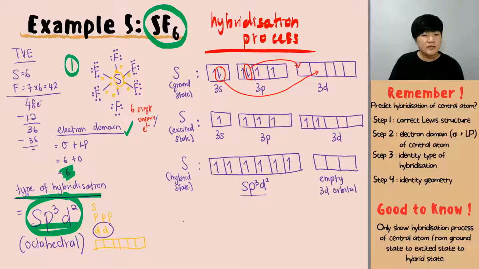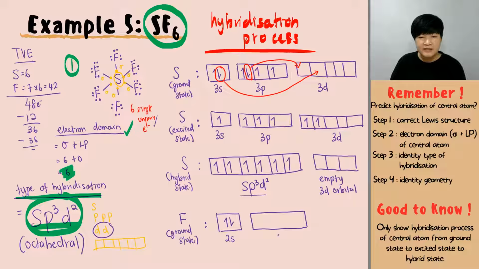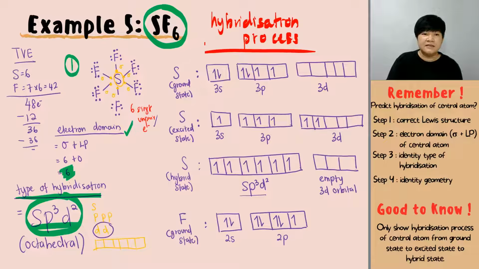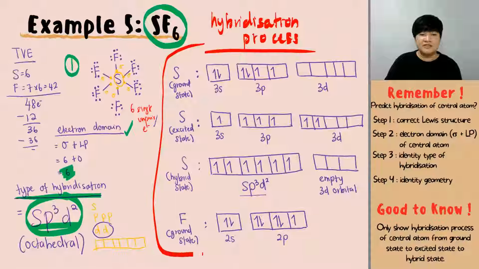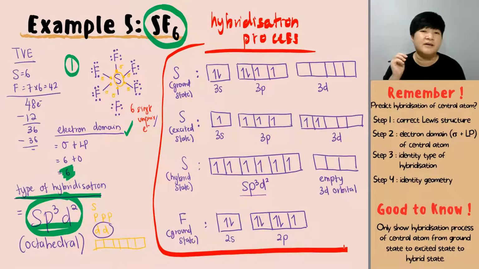And last but not least, your fluorine ground state as the terminal atom. So the ground state of fluorine, as you all know, is located in the 2s2 and 2p5. So let's quickly draw the orbital diagram of the fluorine ground state, 2s2, 2p5. And this is the complete hybridization process for your example SF6.